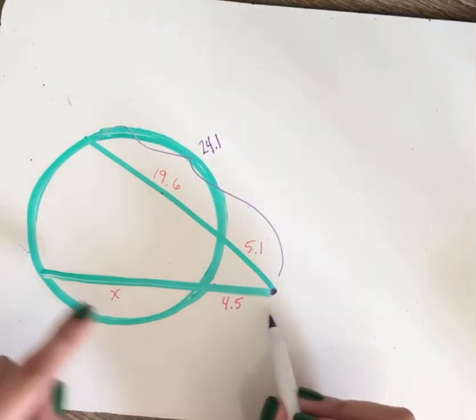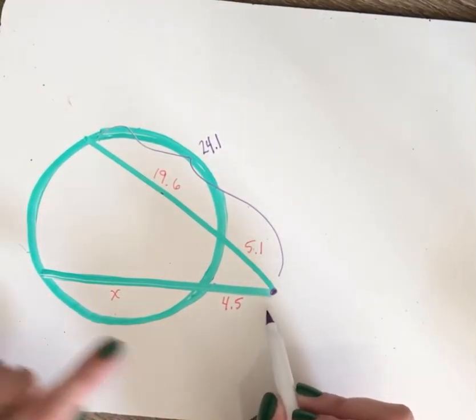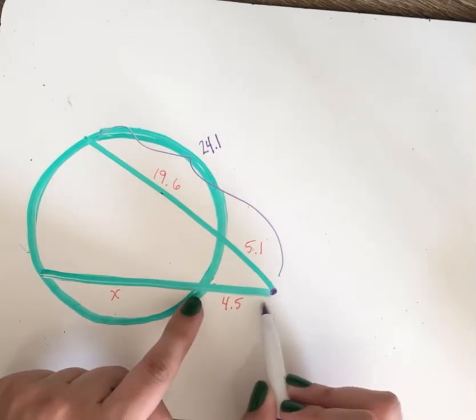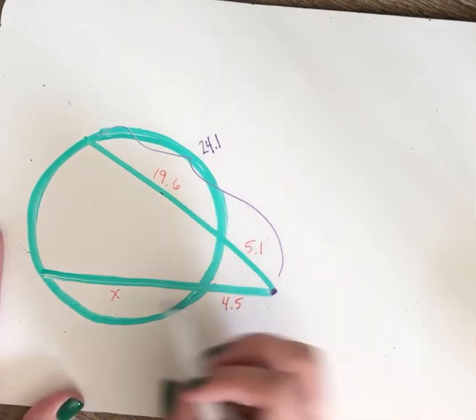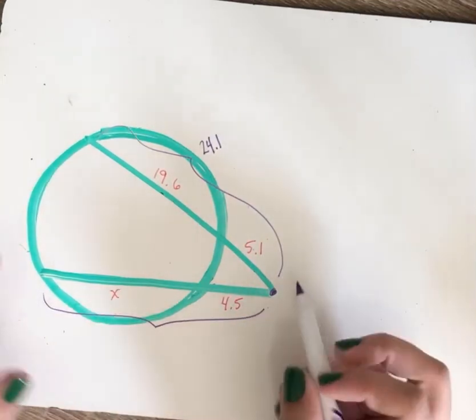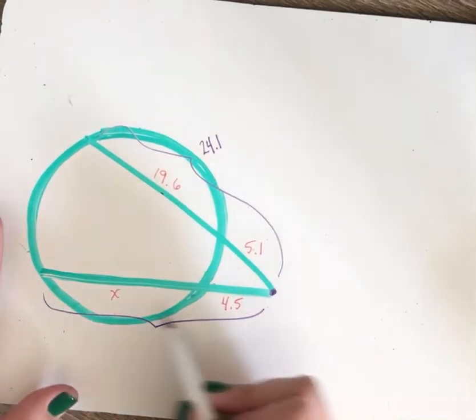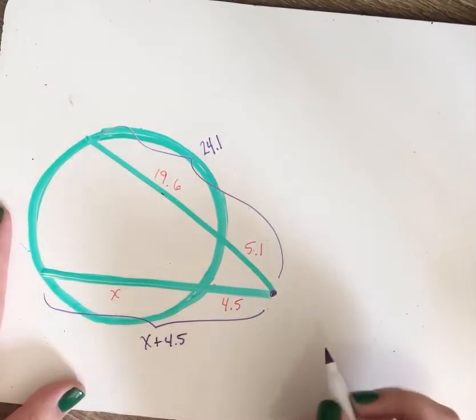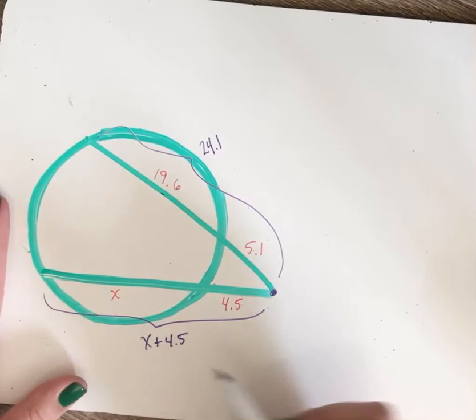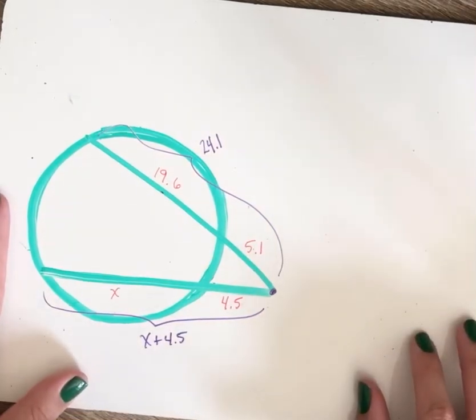And then on the other secant, I'm going to need to do the same thing. Take this outer portion, which is the 4.5, that outside segment length, and multiply it by the entire length of the secant. This entire length I'm going to represent as x plus 4.5. I can't combine those, so I'll just leave it as this expression.